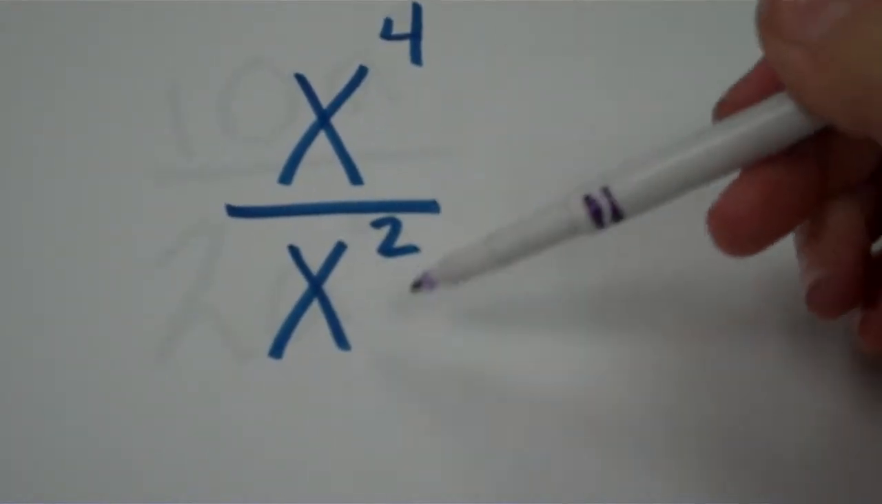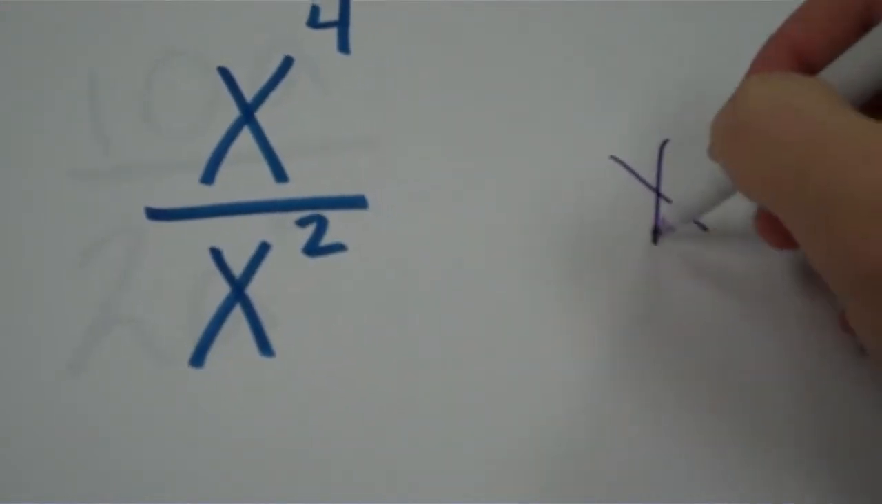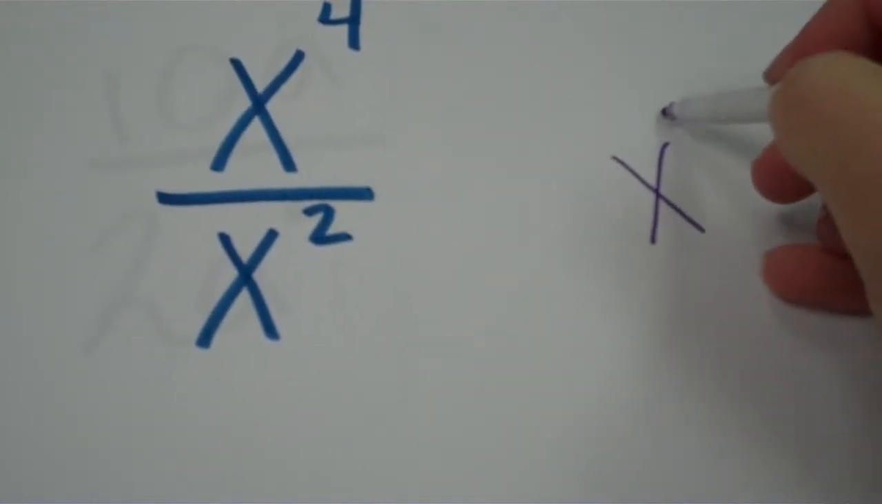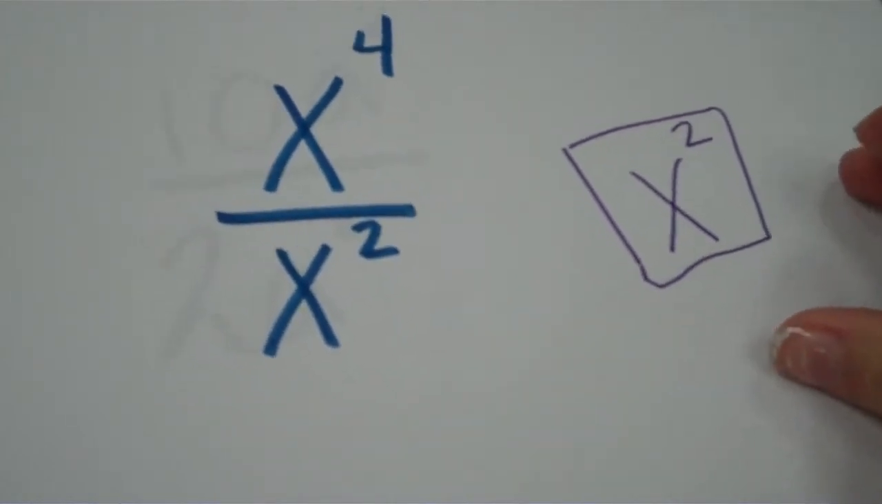X to the 4th over x squared. So we have x's, right? So I'm just going to write x. And since we're dividing, I just subtract my exponents. 4 minus 2 is 2. And that's the answer. Pretty simple. Okay, let me show you why.